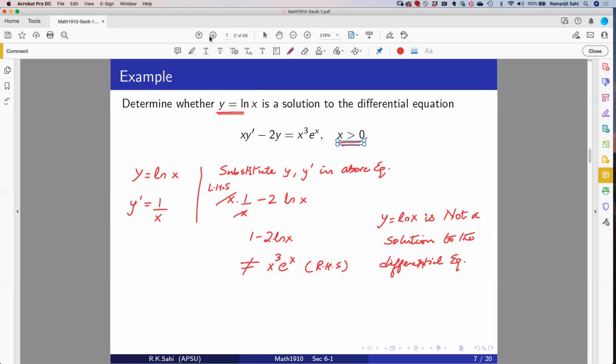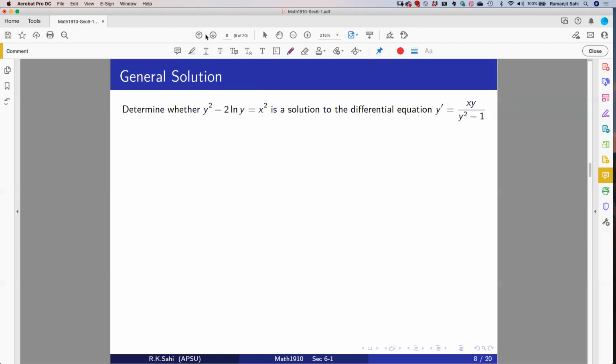Moving on further, let's look at this problem where it says determine whether y squared minus 2 natural log of y equals x squared. So this is the equation. This is the equation which says whether this equation is a solution to the given differential equation given by y prime equals xy divided by y squared minus 1.